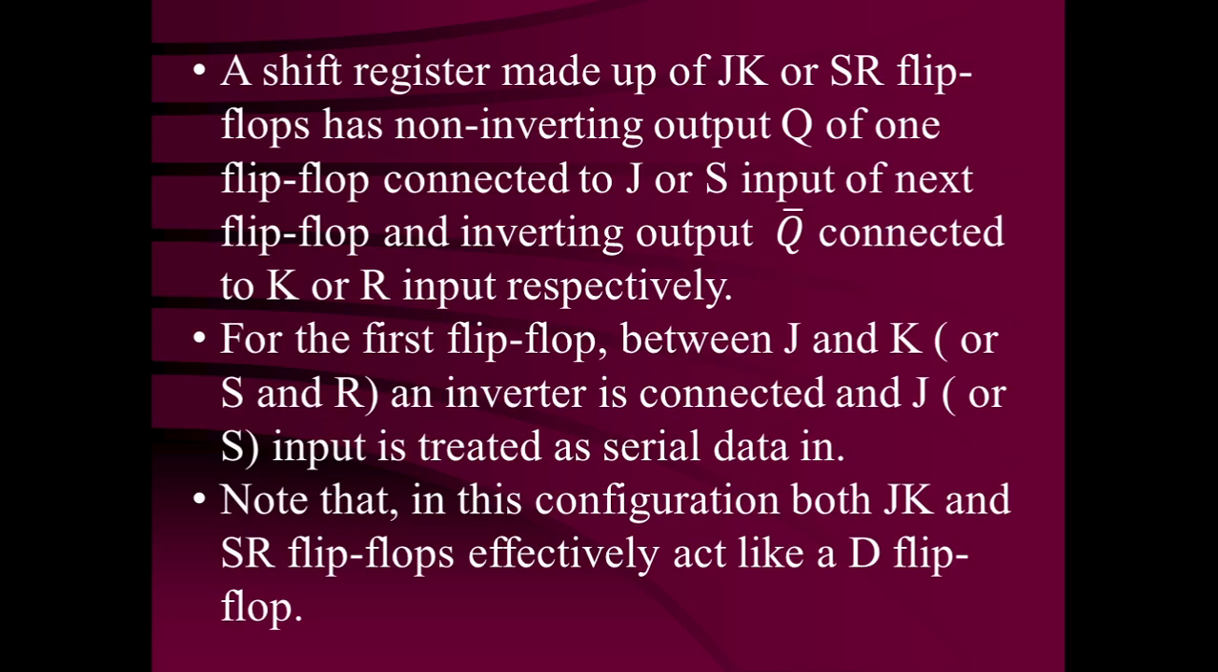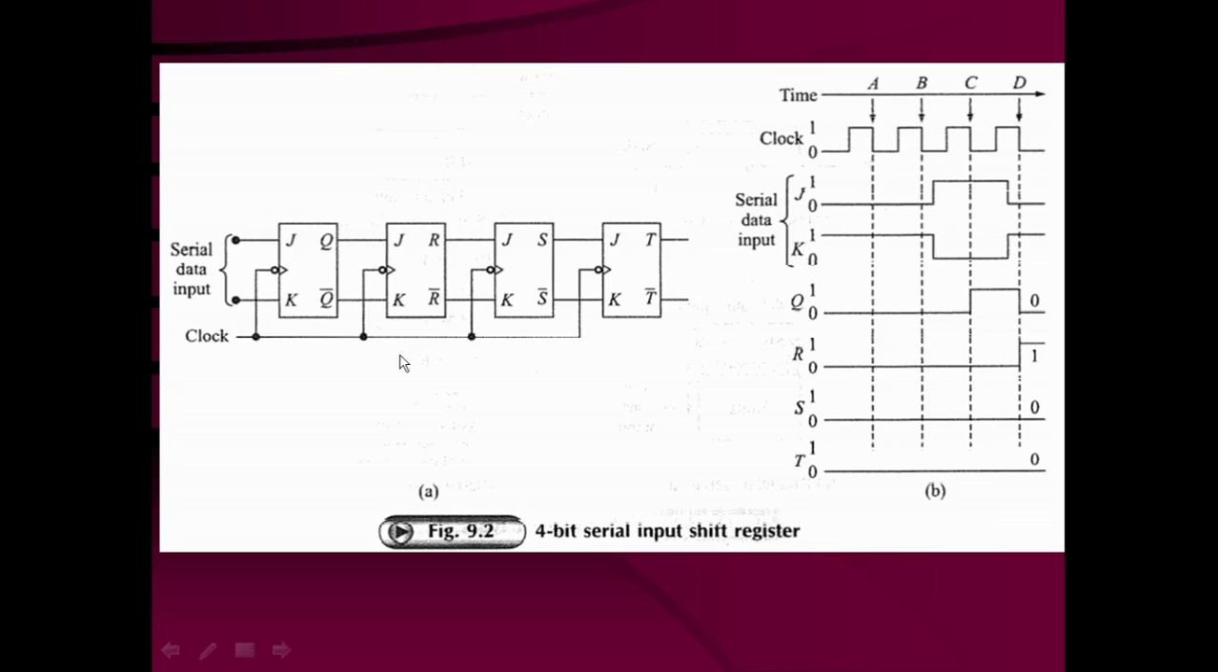Note that in this configuration, both JK and SR flip-flops effectively act like a D flip-flop, because in the first flip-flop we have connected an inverter between J and K. So J becomes D, or if it is an SR flip-flop, S becomes D, and between S and R there is an inverter, so R is equal to S bar, or K is equal to J bar. Such a circuit is given over here.